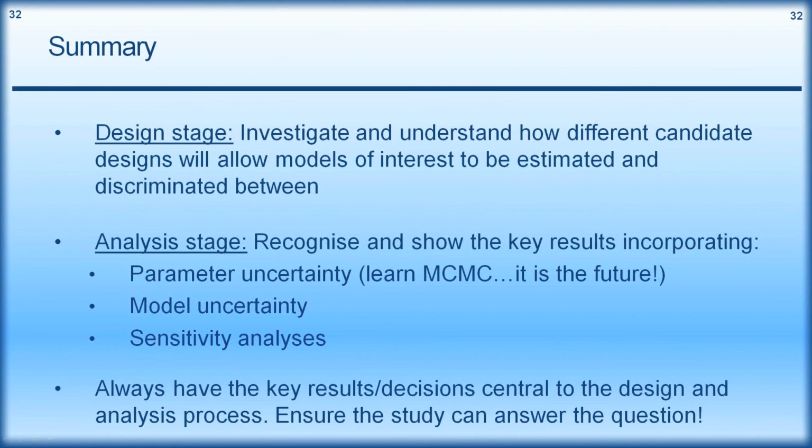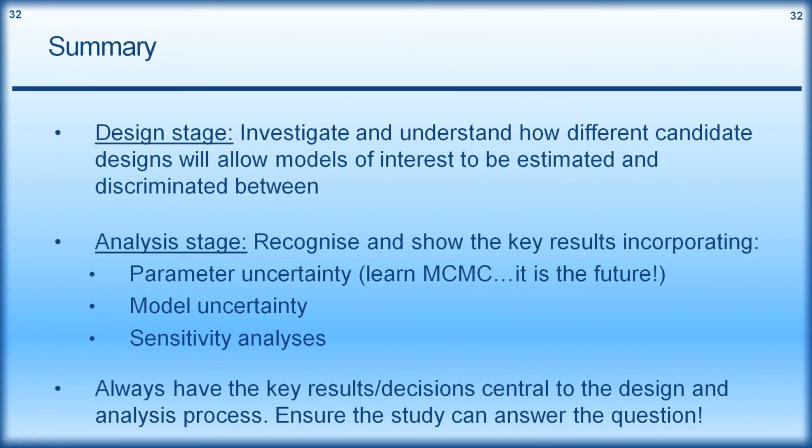So, as a summary, at the design stage, we need to investigate and understand how different candidate designs will allow models of interest to be estimated and discriminated between. So before we've even collected any data, we start thinking about the models that we're going to want to estimate and how well they're going to be estimated and how well we can discriminate between them by making reasonable assumptions about the drug parameters.